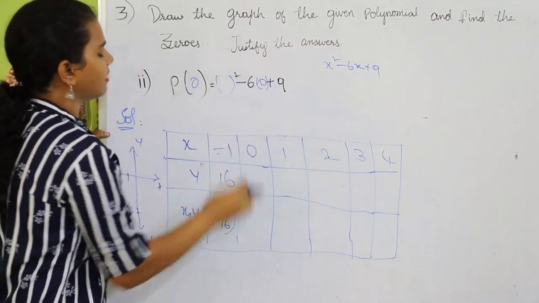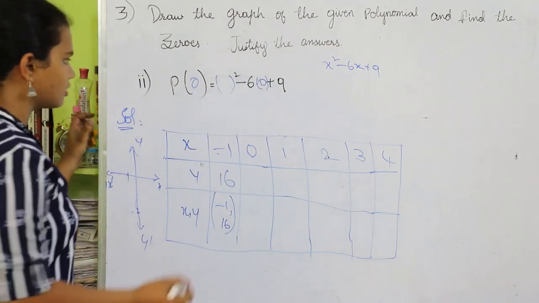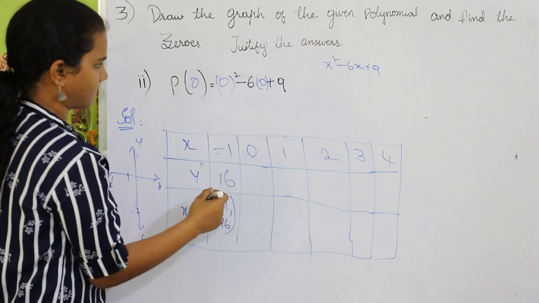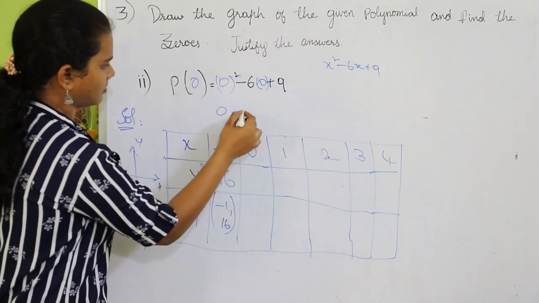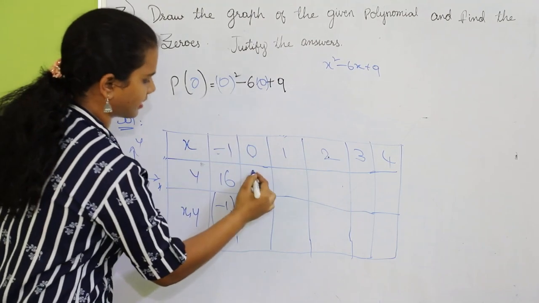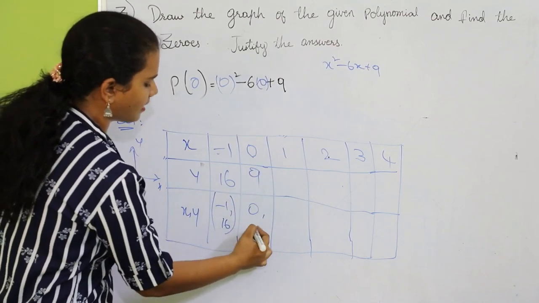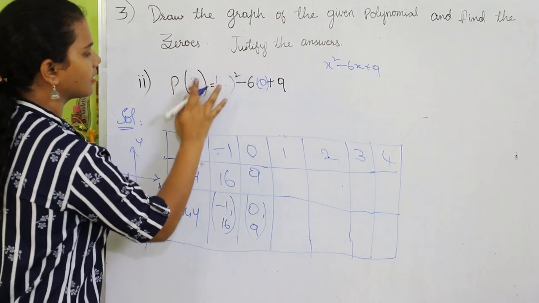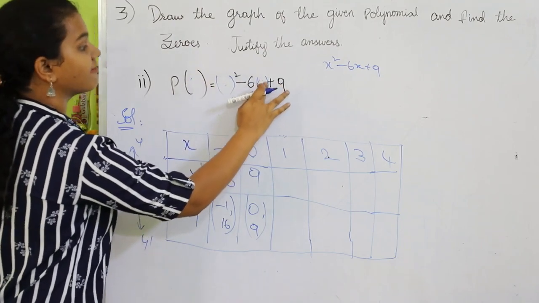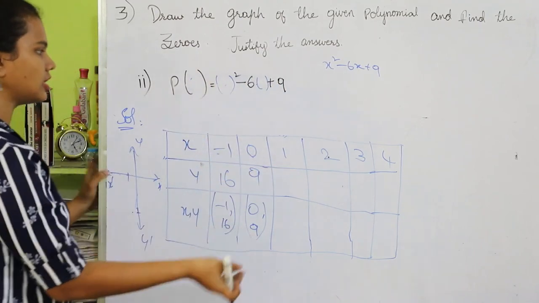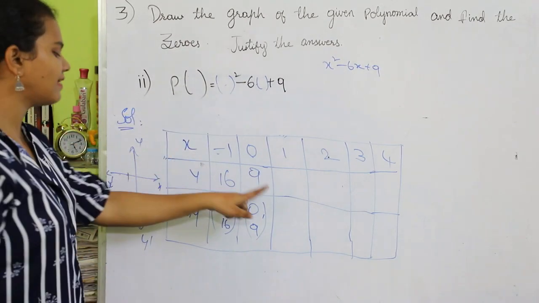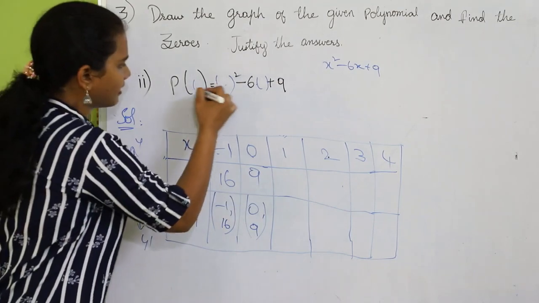Now the second one, if p of x equals 0, 0 over here, this becomes 0 plus 9, 9. So where x value is 0, the y value is 9. Clear? x comma y. If x equals 0, then the y value we got is 9.